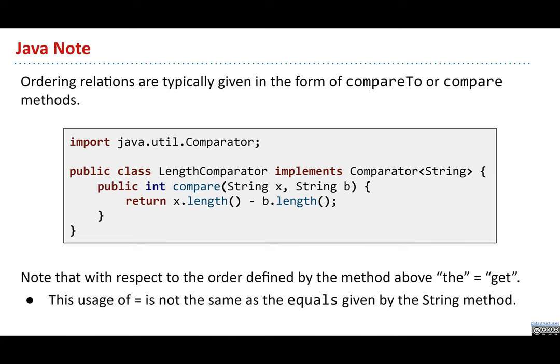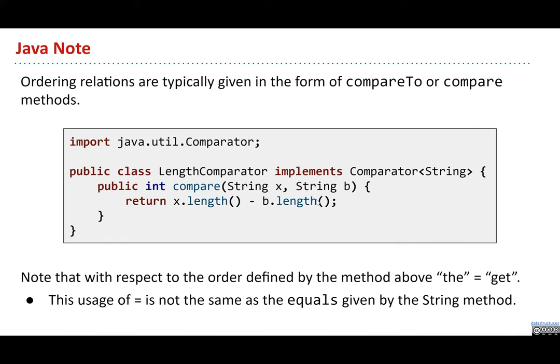Ordering relations are typically given in the form of compareTo or compare methods. So for example, if we're using a comparator, then if we have two strings, we'd use, say, a length comparator, okay? And so here, when I am talking about the order, I'm talking about with respect to this method here. It defines our less than. Okay? And just to note that when we're talking about "the" is the same as "get," that means when we call compare here, we're getting zero, right? It's string X is neither less than B, nor is B less than X.